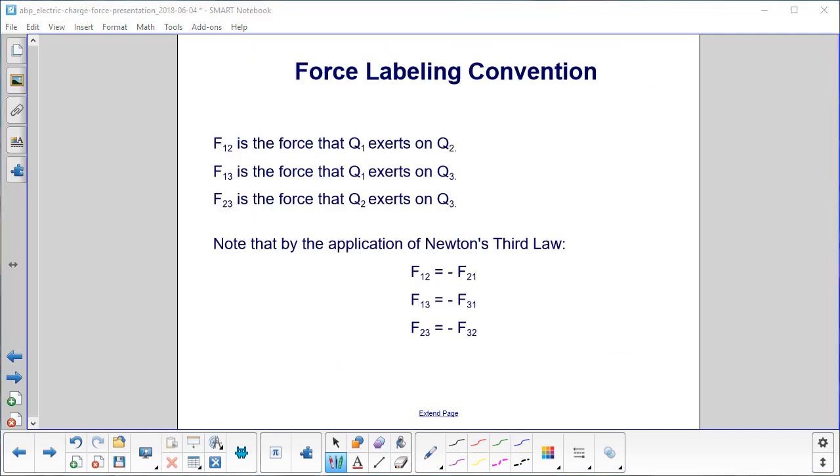Summarizing our force labeling convention and also Newton's third law, F12, that's the force that Q1 exerts on Q2, and so forth and so on. And you can apply Newton's third law, and the force that 1 exerts on 2 is equal to the negative of the force that 2 exerts on 1. Exact same magnitude, but the negative shows it's in the opposite direction.